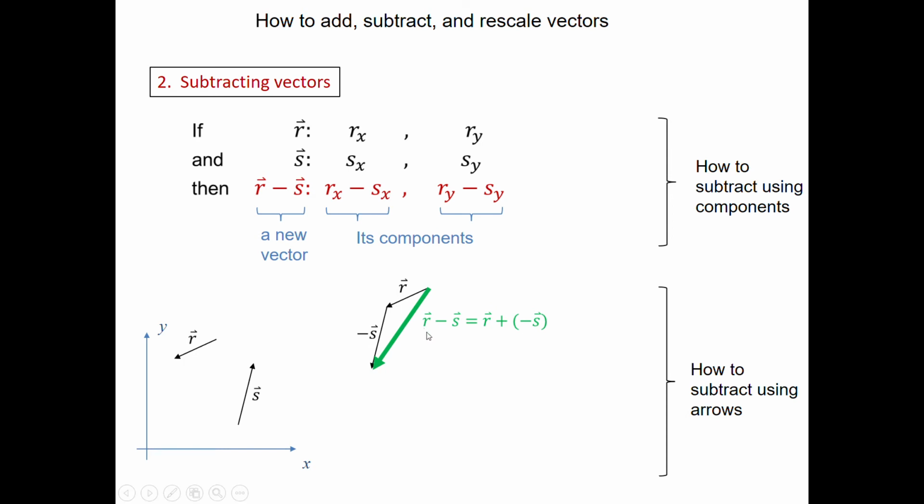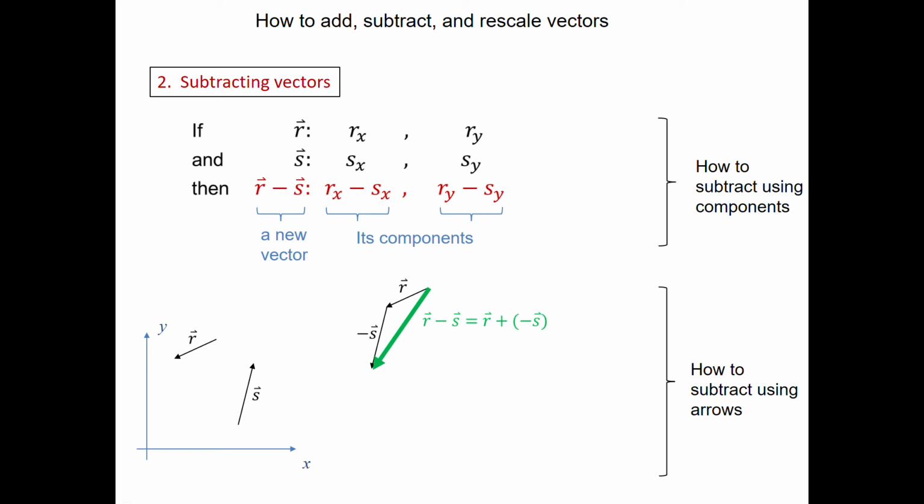And so then I think of r minus s as the same thing as r plus negative s. And I just use the tip to tail method. I start at the original tail and go to the final tip. And so this is a picture of r minus s. That's one way to construct it. And if you think about the components, you could convince yourself, I'm not going to make the argument now, that this way of adding them is completely consistent with the diagram we've drawn down here.